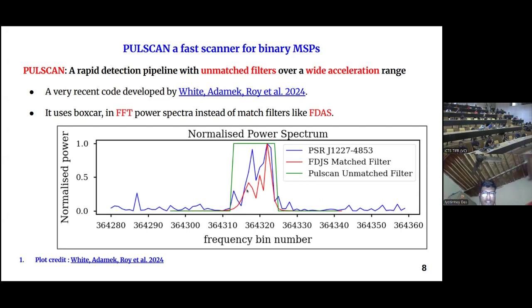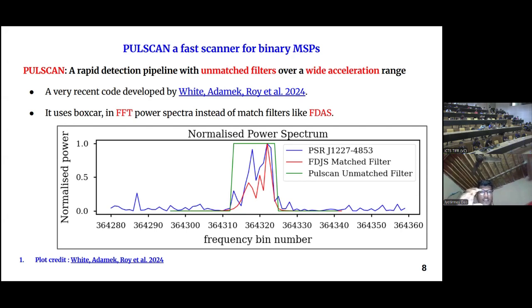Here, this is the real pulsar response in blue, the red one is the Fourier domain acceleration search, and the square one is PulseScan. Fourier domain acceleration search is a very high sensitivity search where the period will be most accurate, and it takes a lot of time because it does matched filtering. But PulseScan does a boxcar filtration, and because of that, the period of the pulsar will not be that accurate, but it can scan very quickly. It is a GPU code developed by White et al. 2024.